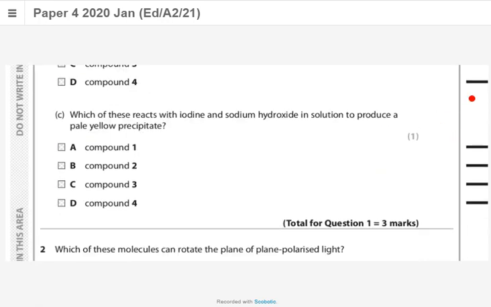Which of these reacts with iodine? I'm just continuing one after the other. If you got your answer wrong, or if you need any further clarifications, please let me know.